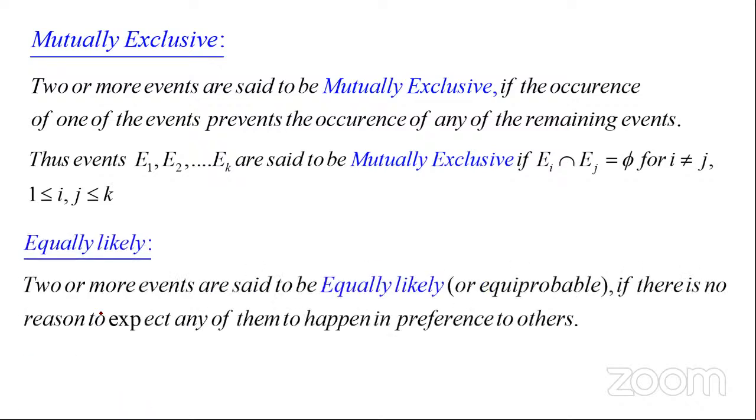Next, equally likely. Two or more events are said to be equally likely or equally probable if there is no reason to expect any of them to happen in preference to the others. Equally likely means they have the same probability. If you toss a coin two times, you can get two heads, or one head and one tail, and so on. That is equally likely.